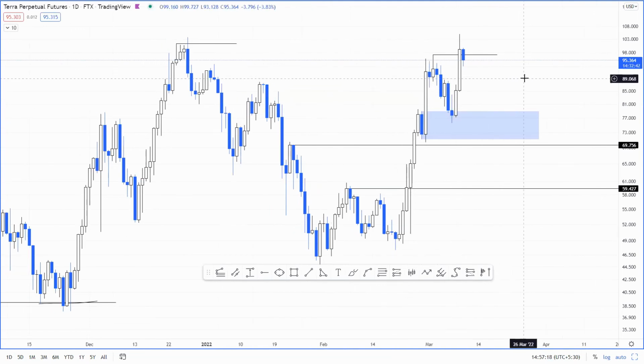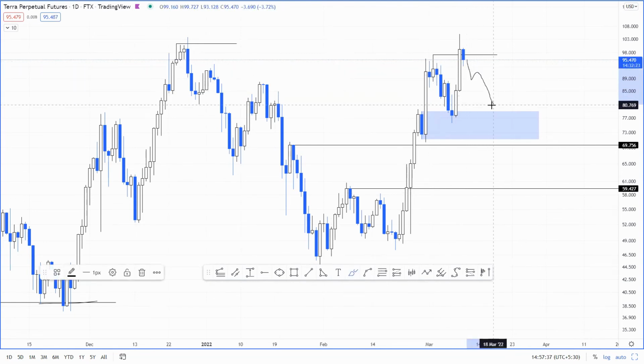So I don't see Luna making new all-time highs as of now because Bitcoin kind of looks vulnerable and it's heading lower. So I'm expecting something similar to occur for Luna over the next few days, right? This is the first scenario. And the second scenario, we could see something like this play out.